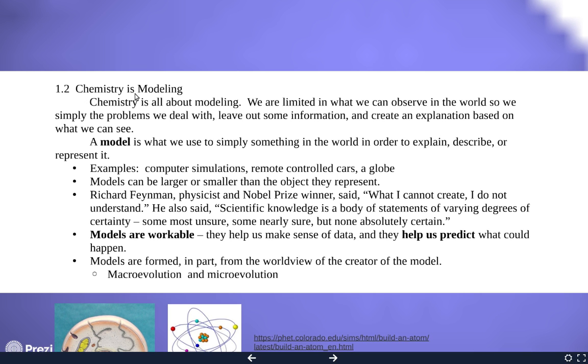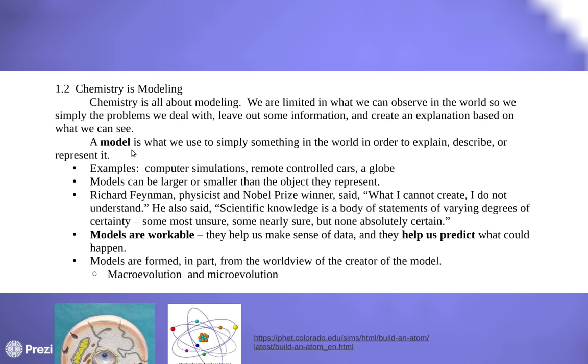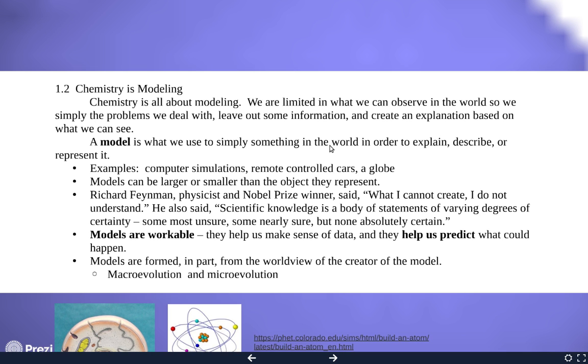Now, chemistry is also about modeling, putting models together. We are limited in what we can observe in the world, and so we simplify the things we deal with by leaving out some of the information and making models and looking at those models. A model is what we use to simplify the world in order to explain, describe, or represent it.